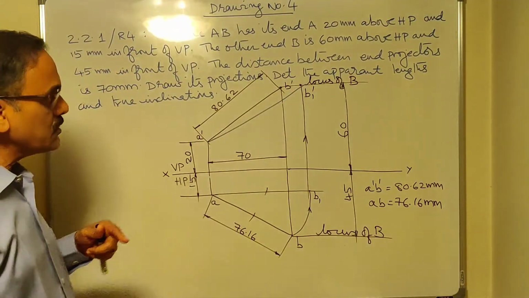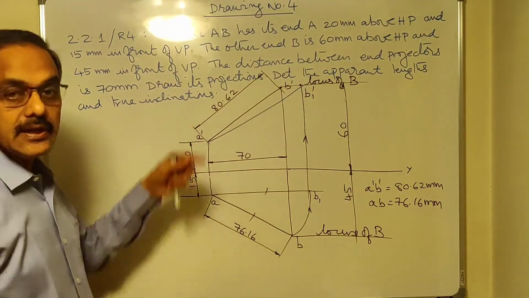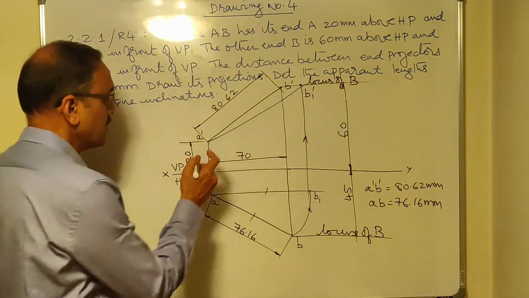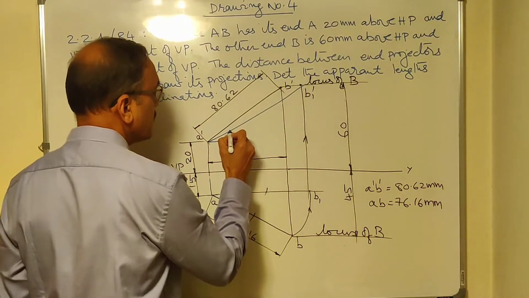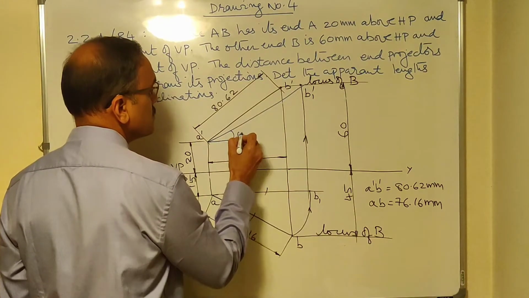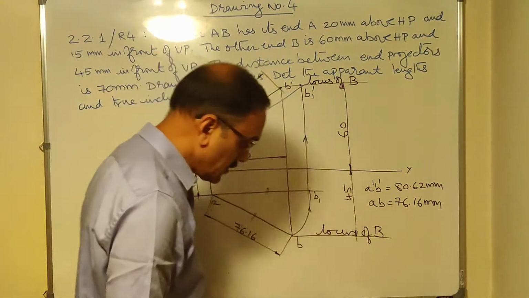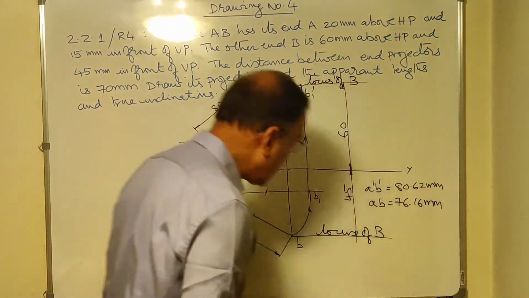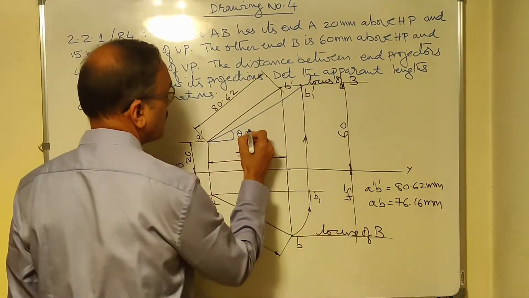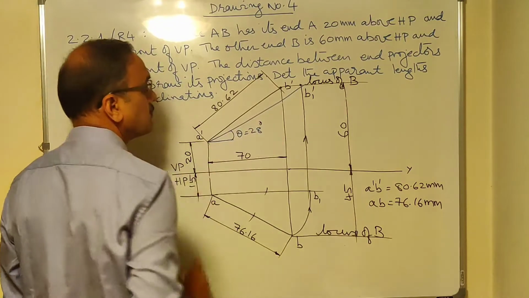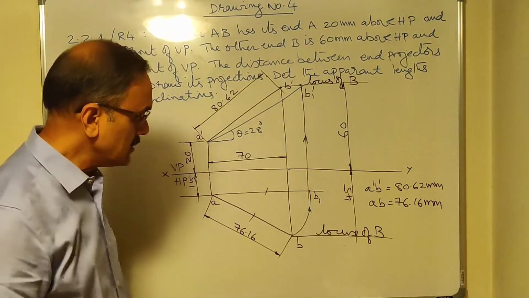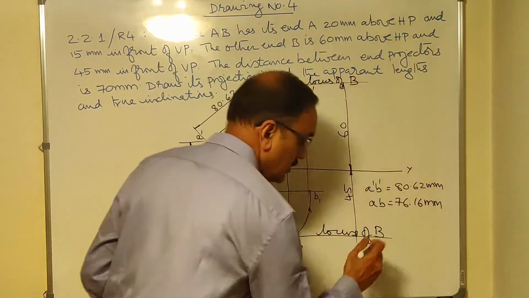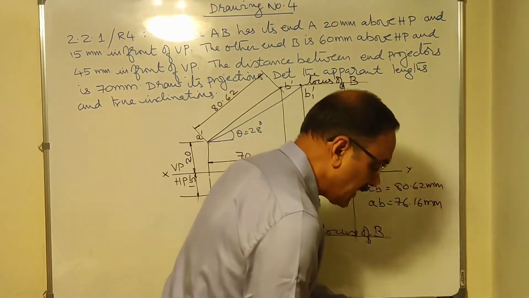But you are not asked to measure the true length, you are asked to measure the true inclination. So you can measure this angle. Inclination of the line with HP is denoted by theta. So theta is equal to, let me give the angle, it should come to 28 degrees. When you measure that angle, it should come to 28 degrees. So I will also write down here, theta is 28 degrees.